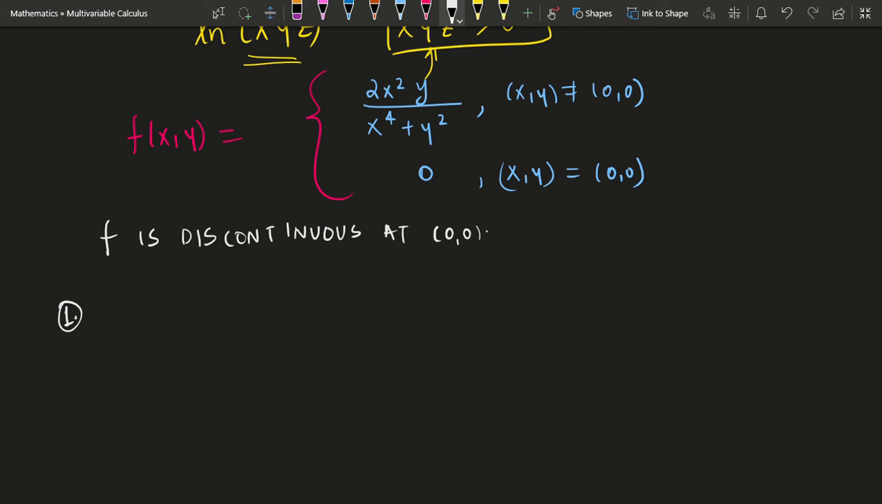Number 1, f of (0, 0). We know that we have defined the function that way. It's equal to 0. 0 is a well-defined number, so check.